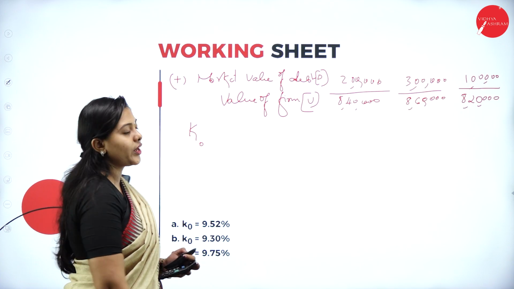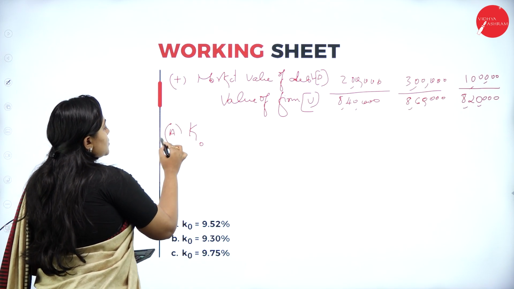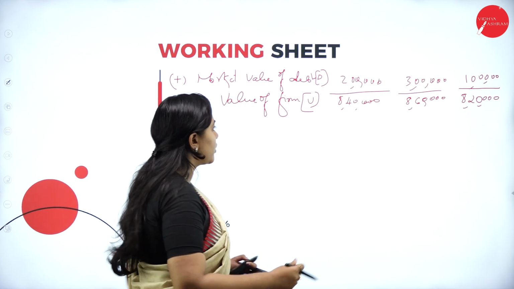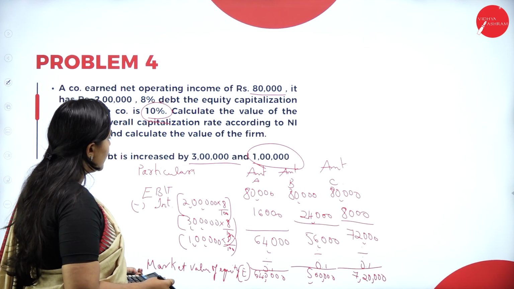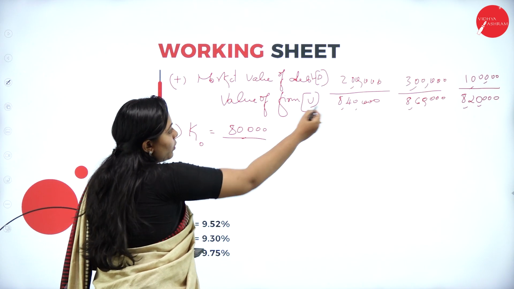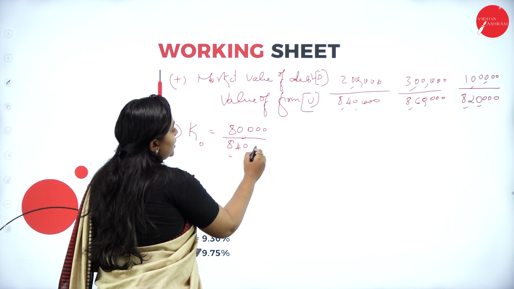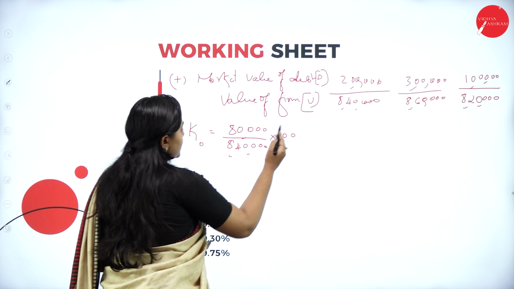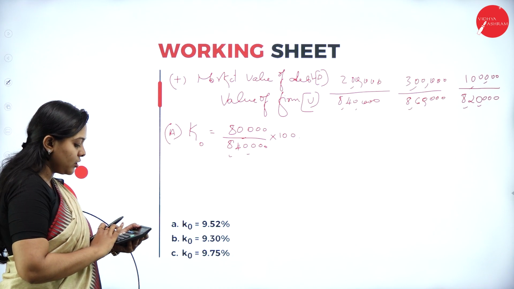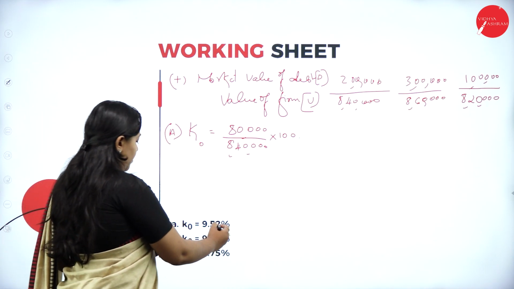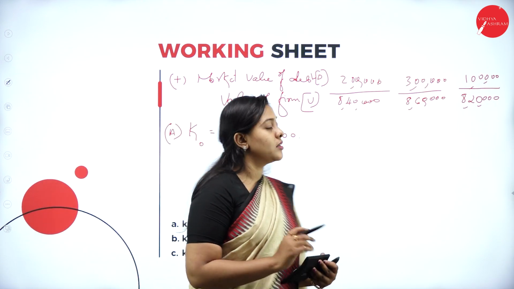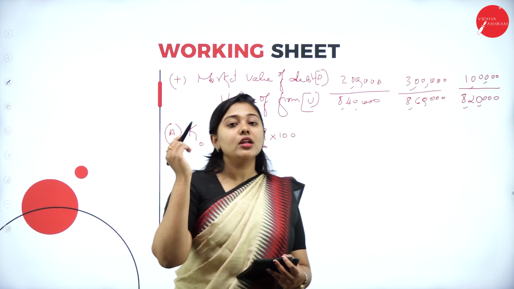So what do you have to calculate now? Overall capitalization rate for case A. So what is the formula? EBIT divided by value of the firm into 100. So what is EBIT? EBIT is 80,000. So 80,000 divided by value of firm, 8,40,000 into 100, it will be how much? 9.52%.